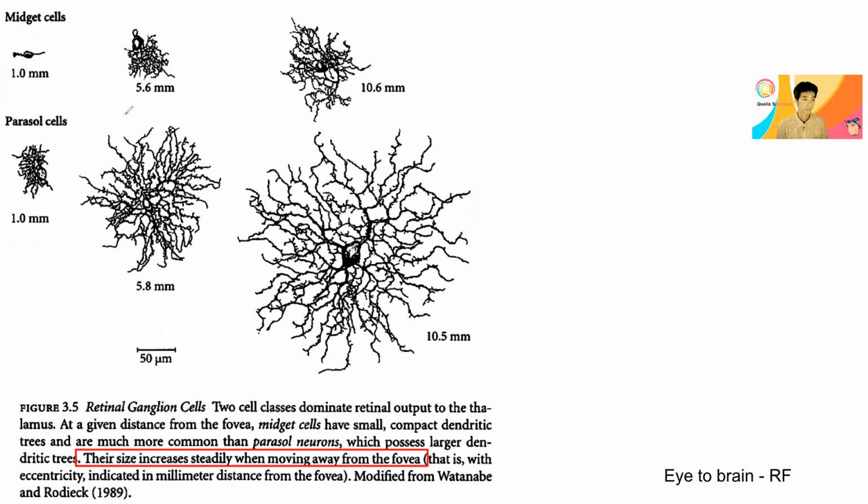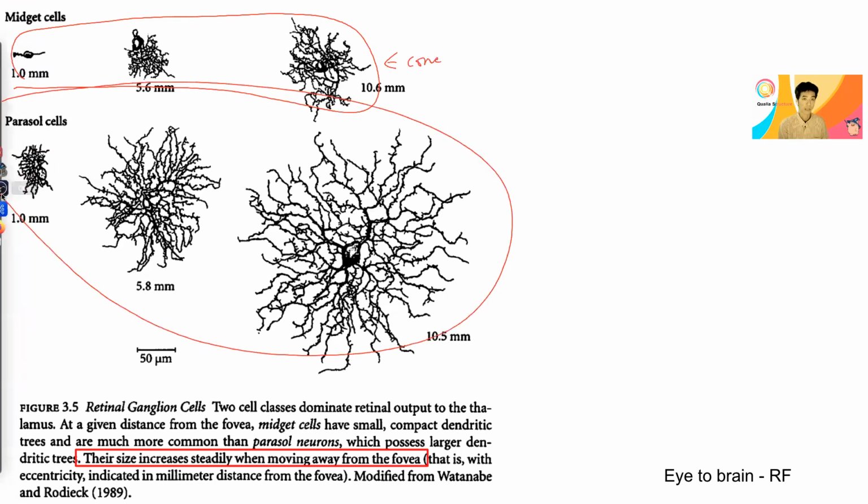And then here I'm showing 6 different kinds of cells. There are 2 types of cells, midget cells and parasol cells. The midget cells are the ones that receive pretty much the input from the cones. Okay, and then parasol cells are the ones that receive the input from the rods. Note that in both cases here, those numbers, 1 millimeter, 5.5 millimeter, 5.8 millimeter, or 10.5 millimeter, are the distance from the fovea in the eye.